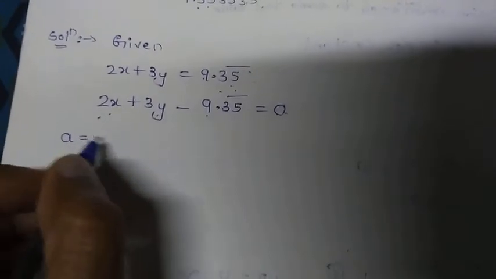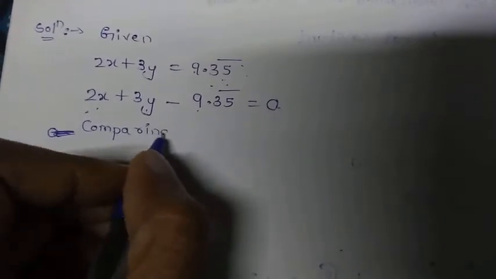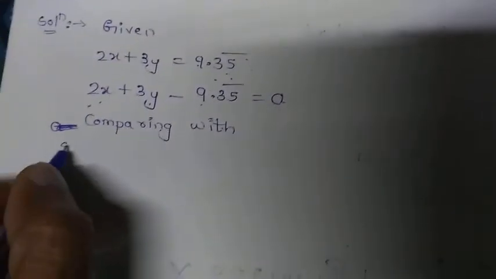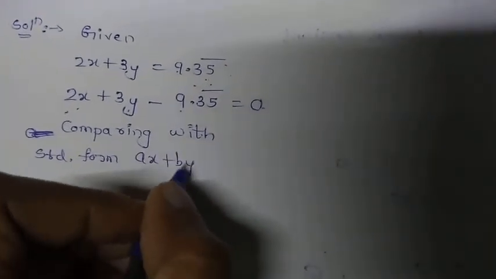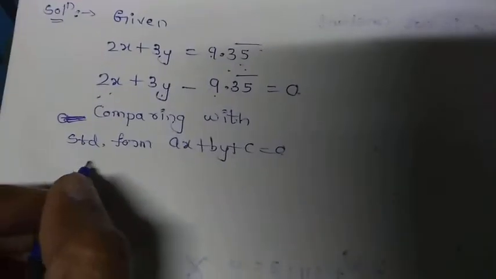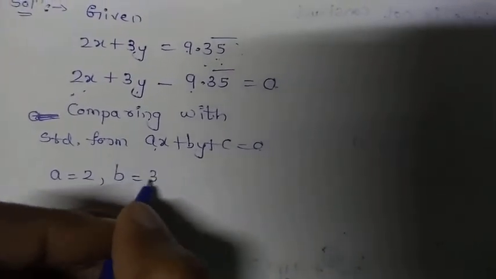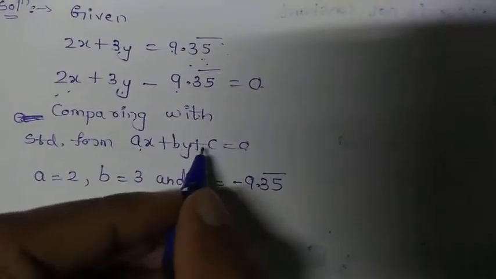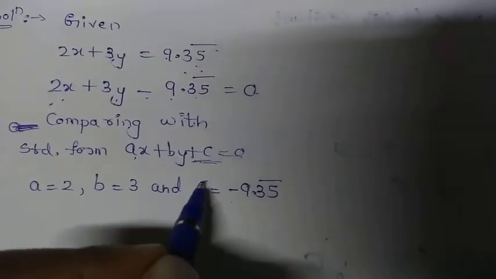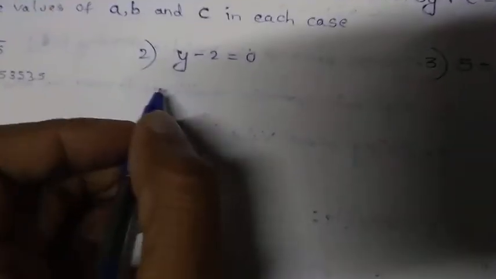So here the coefficients of a, b and c: compare it with the standard form, which is nothing but ax plus by plus c equals to 0. On comparing, we got the value of a as 2, the value of b as 3 and the value of c as minus 9.35 bar. Why have we taken minus? Because we have plus c here and we have minus 9.35 here, therefore the value of c is minus 9.35 bar.